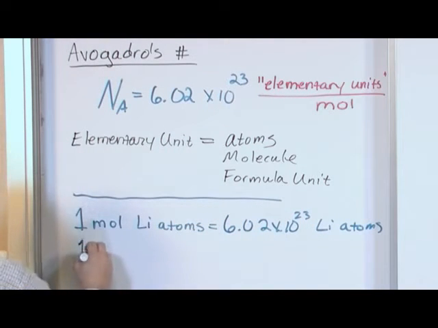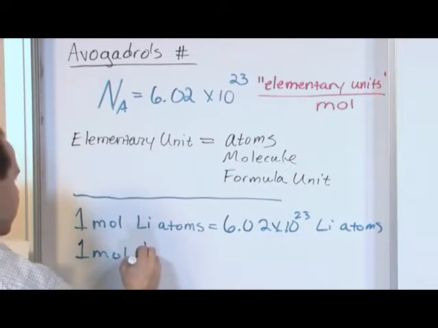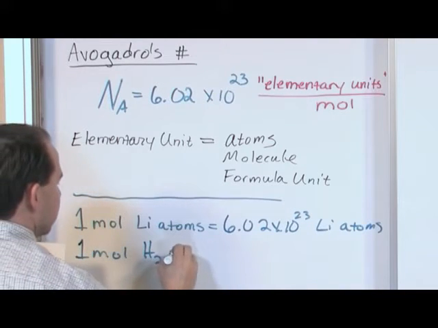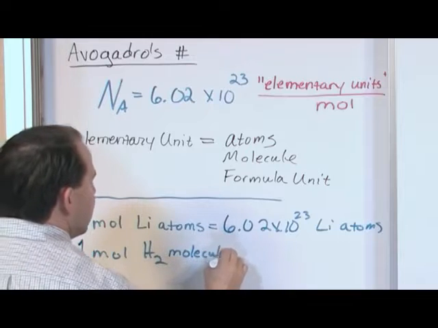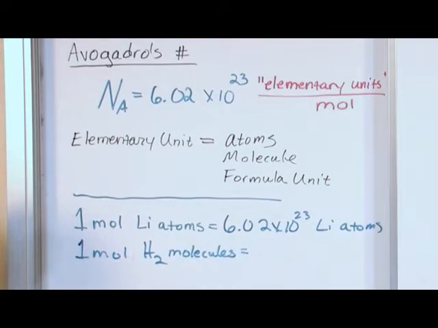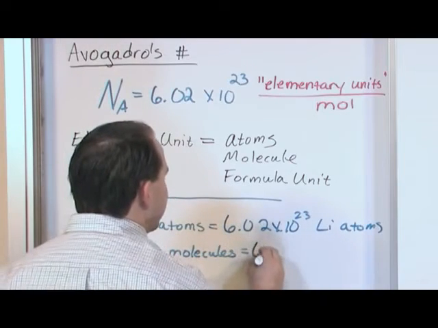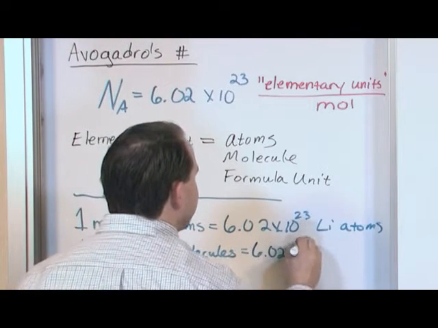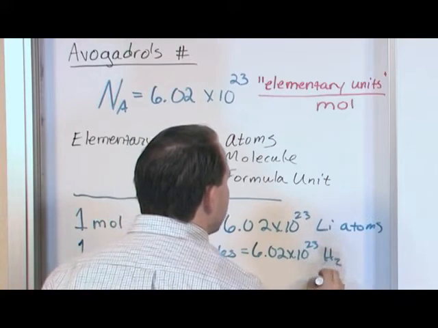If I want 1 mole of hydrogen molecules, this is a diatomic molecule, so when you get hydrogen, it's always bonded to itself. Then what you're going to have is 6.02 times 10 to the 23rd H2 molecules.